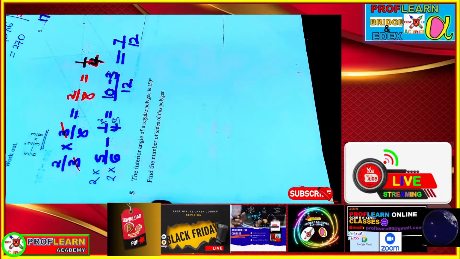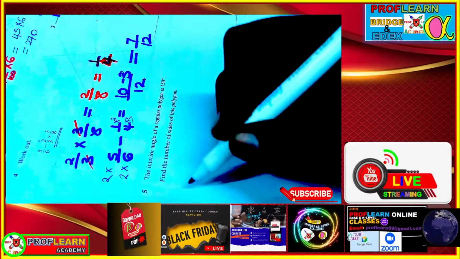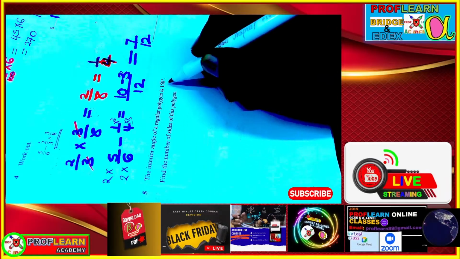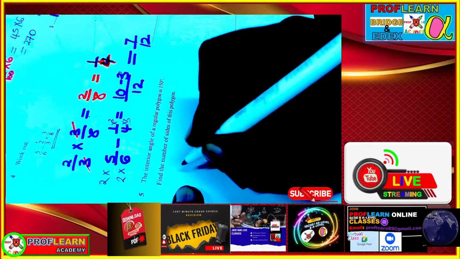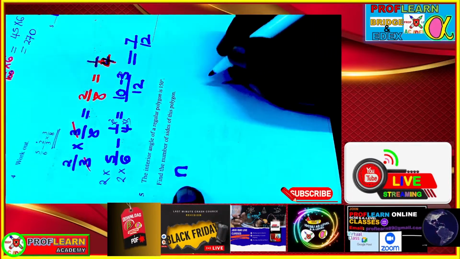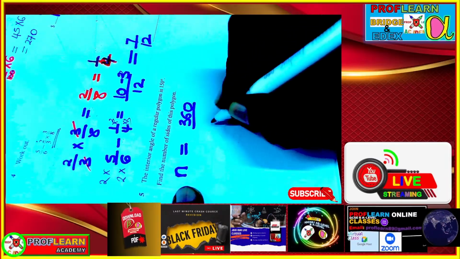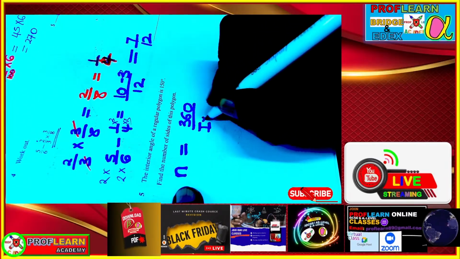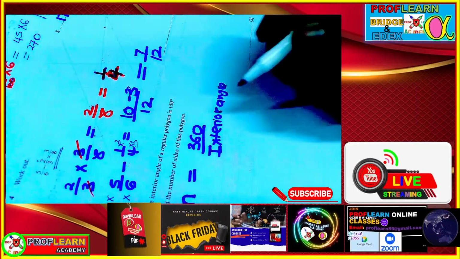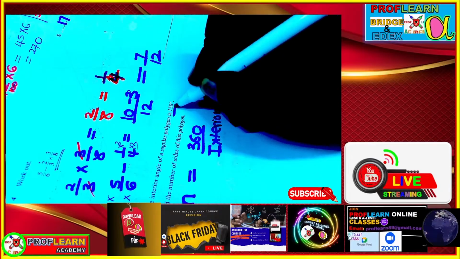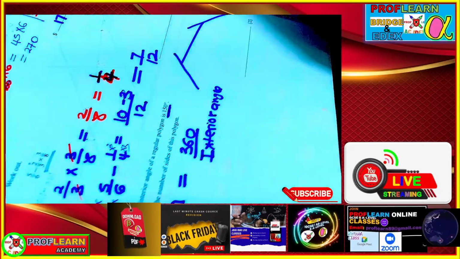Let's look at polygons. If you are asked a question on polygons, then you need to remember: the interior angle of a regular polygon is 150. Find the number of sides of the polygon. What do you need to remember here? The number of sides of a polygon is equal to 360 divided by the exterior angle. So if you have the interior angle, the polygon is like that, isn't it? That's how the polygon is.